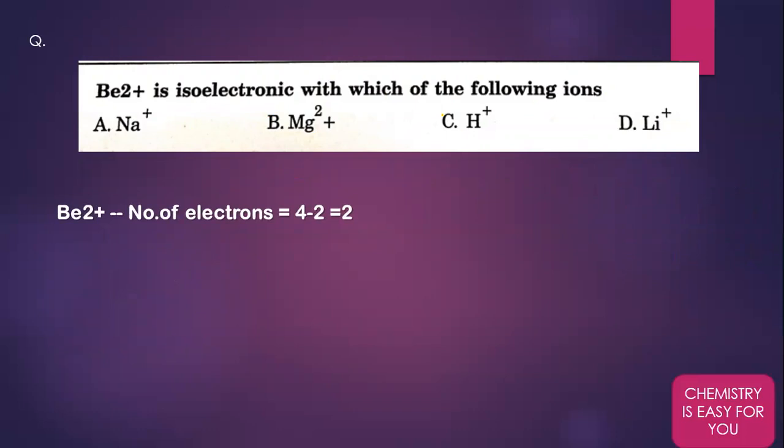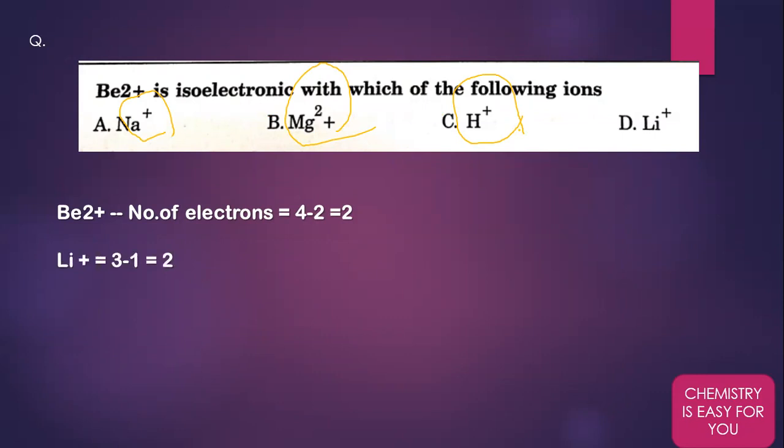Since it has 2 plus charges, 2 electrons will be removed. So the total number of electrons in Be2 plus is 2. And we know for Na plus it is 10, Mg2 plus it is 10, and H plus, actually hydrogen has only 1 electron. So H plus is definitely not the answer. So the only answer left for us is Li plus.